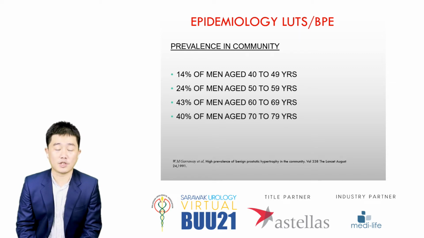We'll start with anatomical causes for difficulty in passing urine. And of course, I will start with the commonest cause, which is benign prostatic enlargement. As one ages, as you can see, the prevalence in the community increases. Up to 40% of men between the ages of 70 to 79 years will have a benign prostatic enlargement with or without severe or bothersome symptoms.